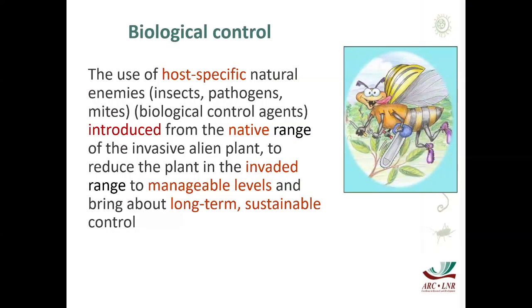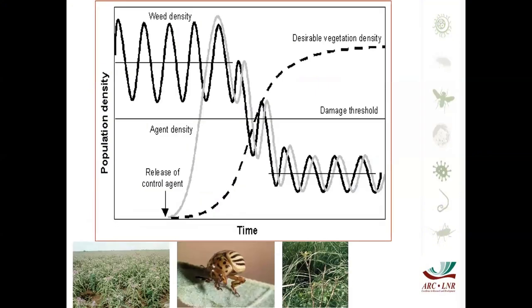So biological control is the use of host-specific natural enemies, insects, pathogens, mites, and we refer to these as biological control agents, and they are introduced from the native range of the plant. And the idea is that they will reduce the plant in the invaded range to manageable levels and bring about long-term sustainable control. Now, this may be done with or without other control methods.